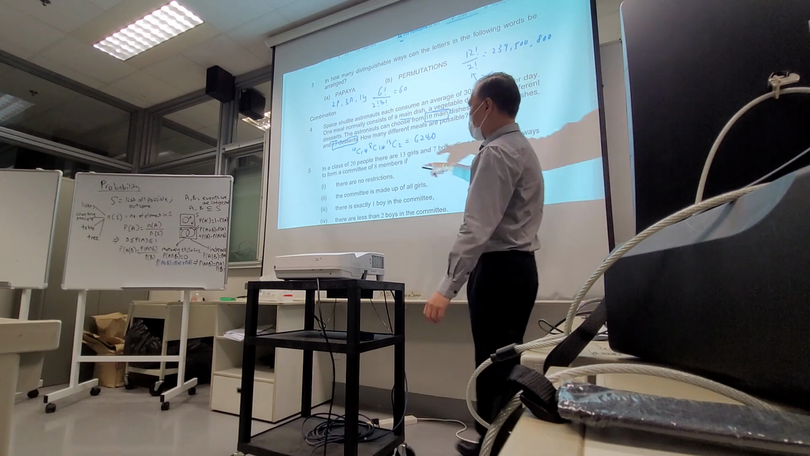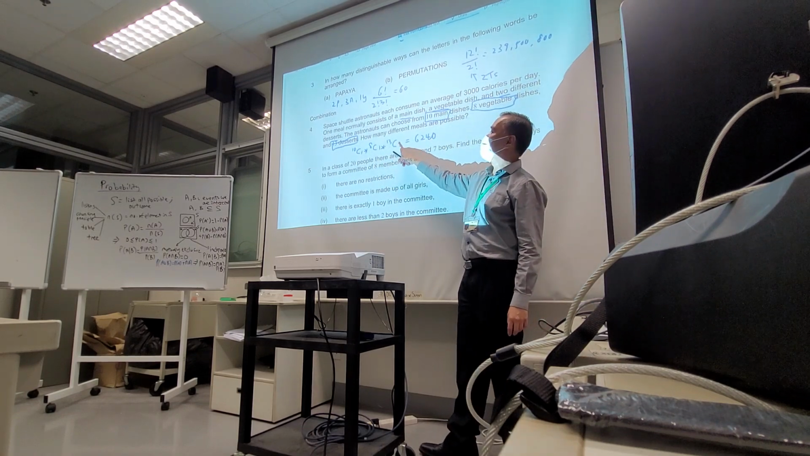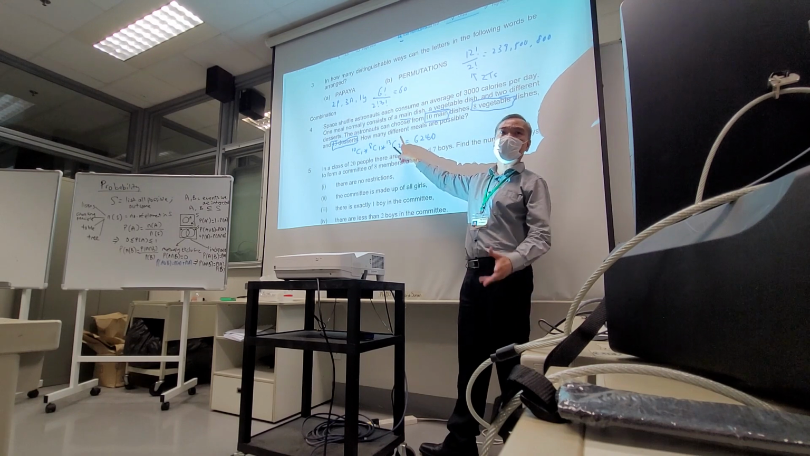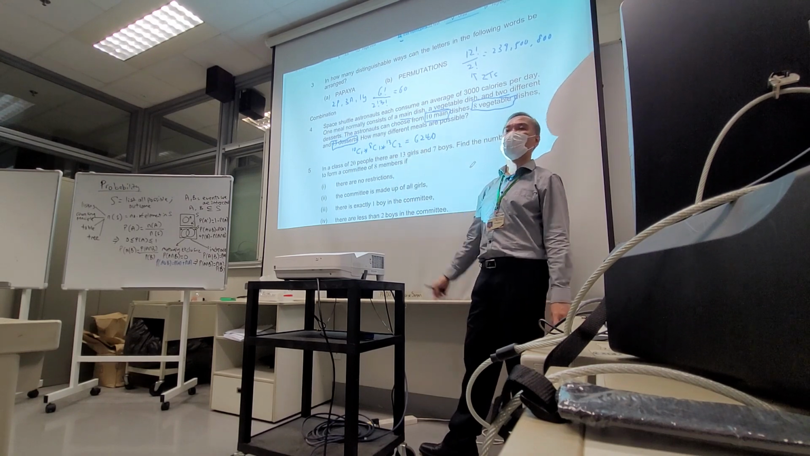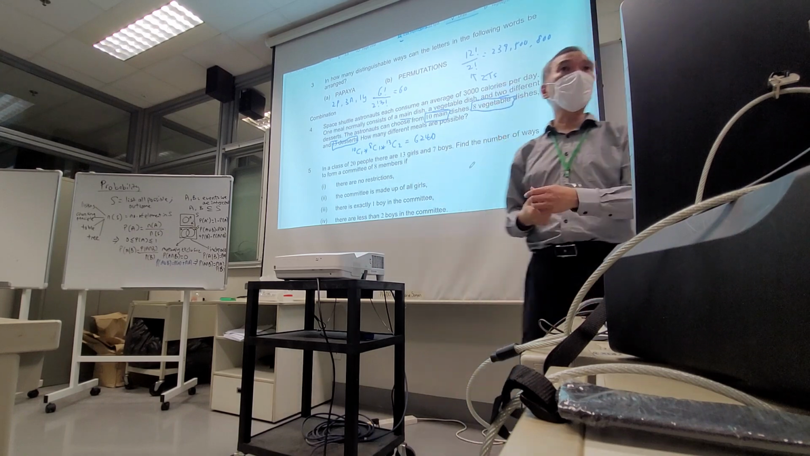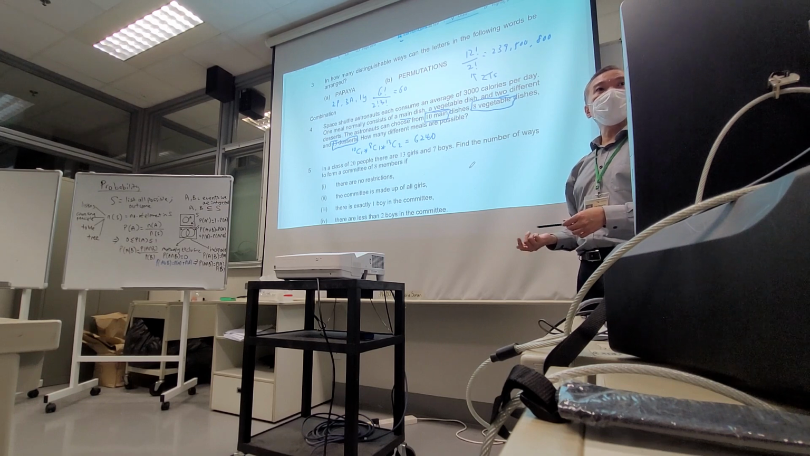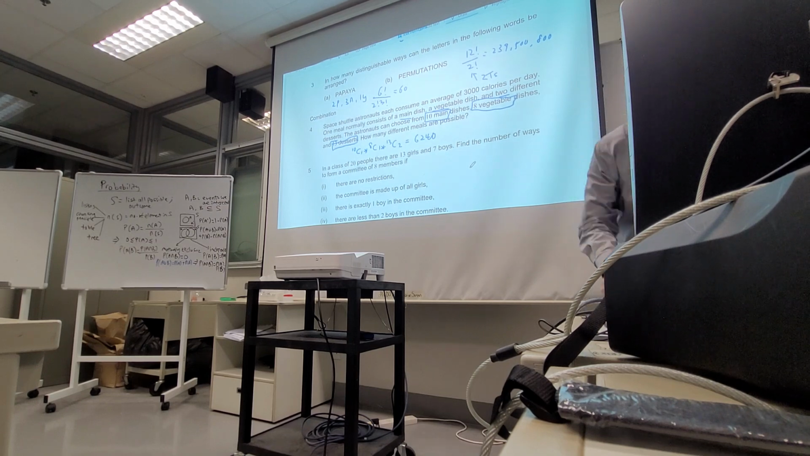So this one is 10, right? This 10, this 8. This one is 13 choose 2, which is 78. You multiply them together, it's 6240. So that's our answer. Easy, right? Okay, next.